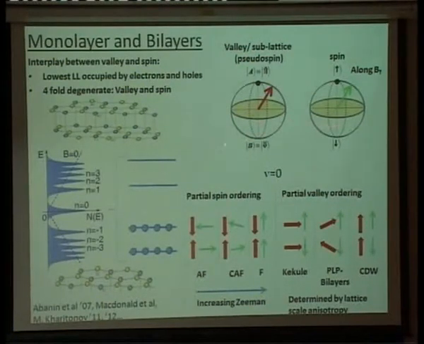And given the 2 internal degrees of freedom, the spin and the pseudospin, and the pseudospin both in single layer and bilayer graphene in the lowest Landau level could either be thought of as a degree of freedom associated with a valley, but in the lowest Landau level it could also be thought of in real space as a degree of freedom that identifies the sublattice.